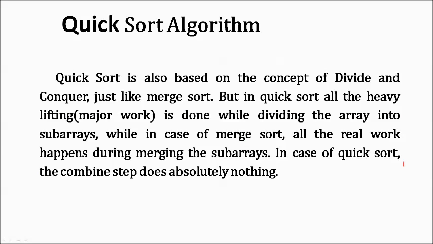Okay. So, the next topic is the quick sort algorithm. So, quick sort is also based on the concept of divide and conquer. Same as with the merge sort, okay? But in quick sort, all the heavy lifting or the major work is done while dividing the array into sub-arrays. While in case of merge sort, all the real work happens during merging the sub-arrays. In case of quick sort, the combine step does absolutely nothing. Okay?